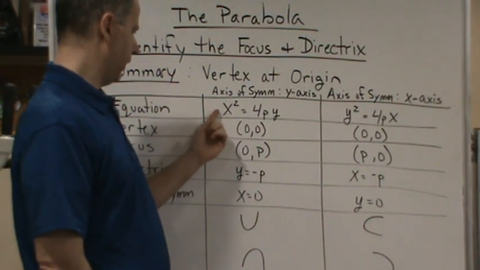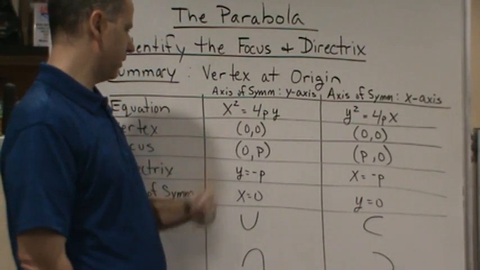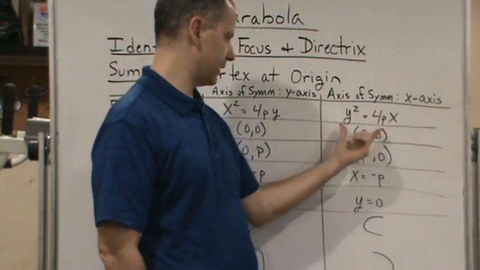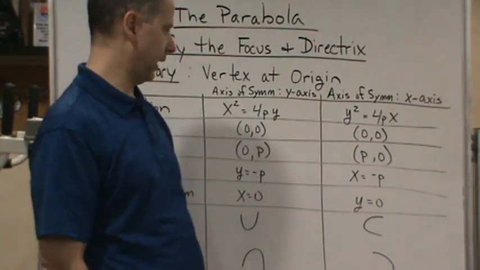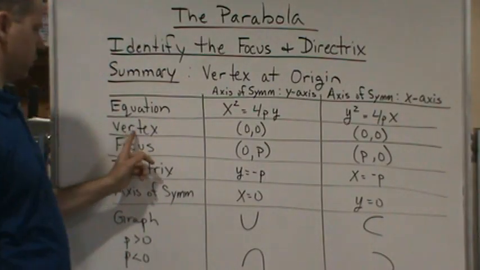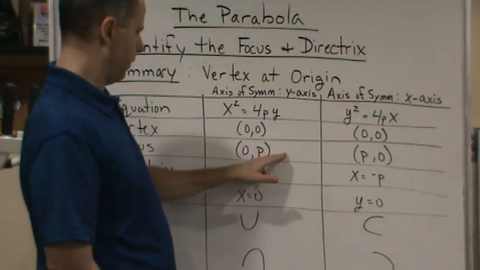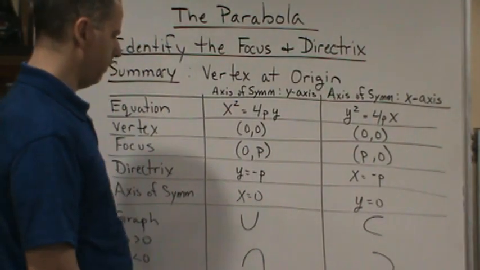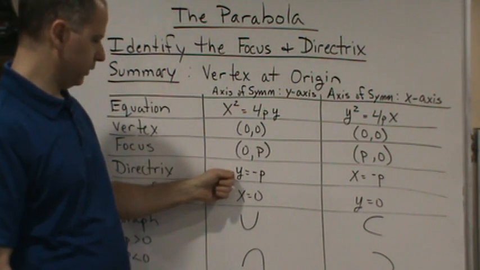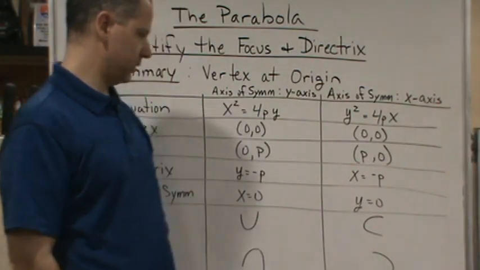And so notice that in this case here, the axis of symmetry is the y-axis. Okay, so we have this equation here, whereas this here is the axis of symmetry is the x-axis. So notice that the x and the y are changed. In both of them, the vertex is located at the origin. The focus is at (0, p) for this one versus (p, 0). And then the directrix is like we saw before, y equals negative p. Okay, but in this case here, it would be x equals negative p.